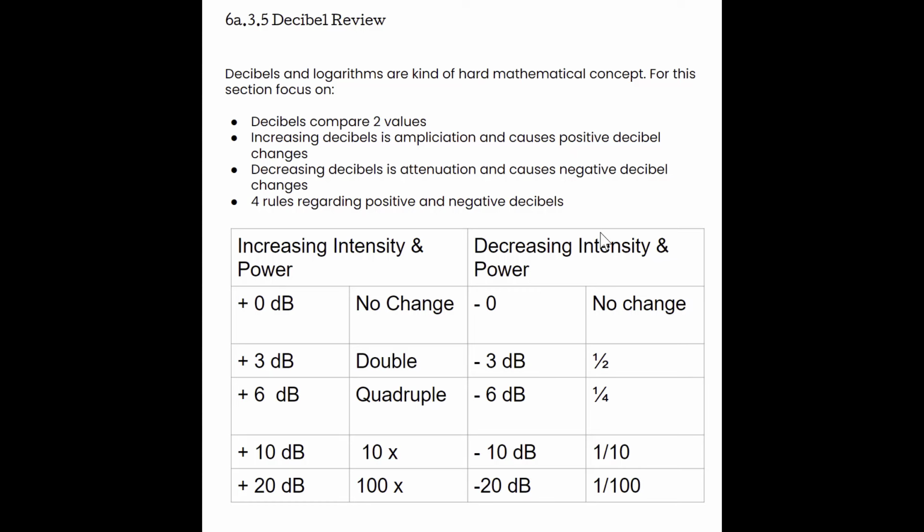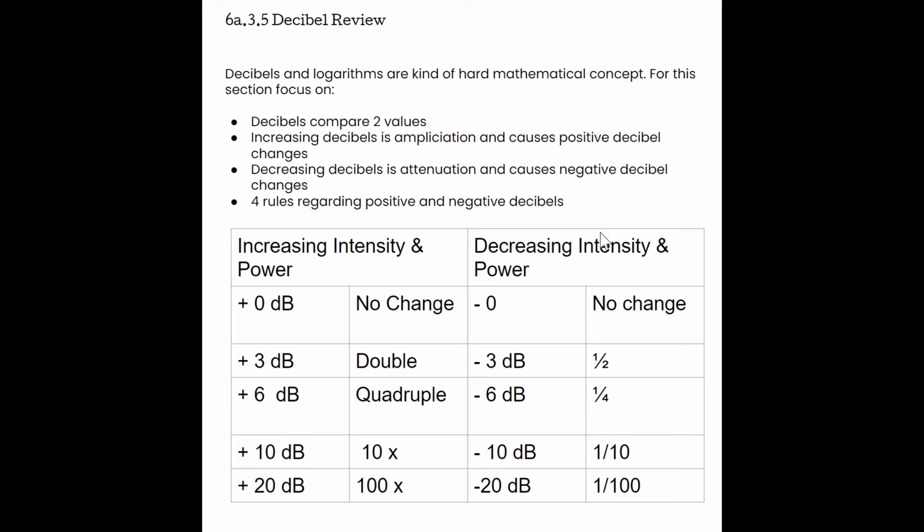I have a few things that I want you to focus on. First, remember that decibels are going to compare two values. And we saw that when we were taking the intensity changes and figuring out the decibel change. Those two intensity changes were expressed by one decibel value. Know that increasing decibels means an amplification of the intensity or of the sound, increase in the power, and that is going to be a positive decibel change, where decreasing decibels refers to attenuation, which is why we're talking about all of these decibel things in this unit. And when we have attenuation, we are going to see a negative decibel change.